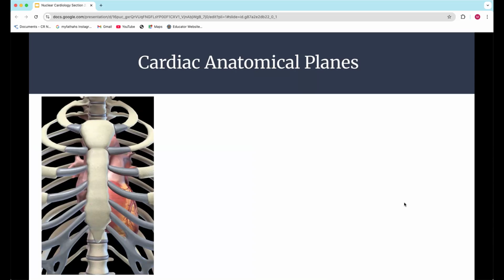The way that the heart is positioned, if we were to look at the anterior wall of the heart, it's actually not anterior straight towards the body. It's actually slightly tilted, almost at like a 45 to the left side of the body. So that anterior part of the heart is actually tilted a little.